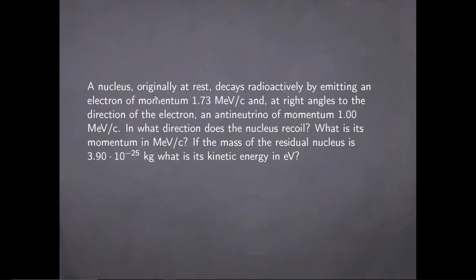A nucleus originally at rest decays radioactively by emitting an electron of momentum 1.73 MeV over c and, at right angles to the direction of the electron, an antineutrino of momentum 1 MeV over c. In what direction does the nucleus recoil? What is its momentum in MeV over c? If the mass of the residual nucleus is 3.9 times 10 to the power minus 25 kilograms, what is its kinetic energy in eV?